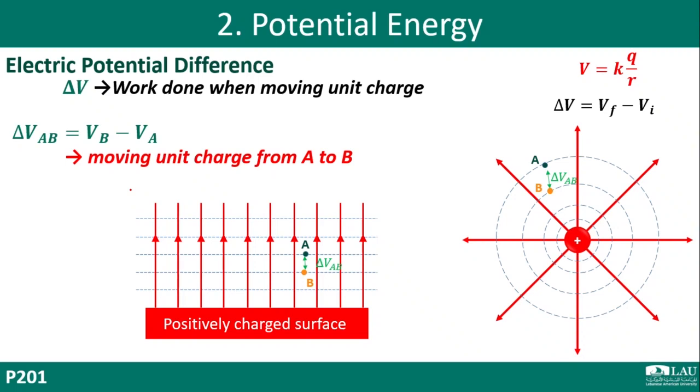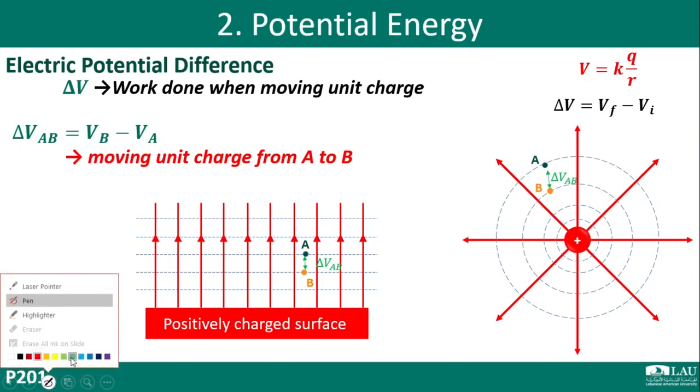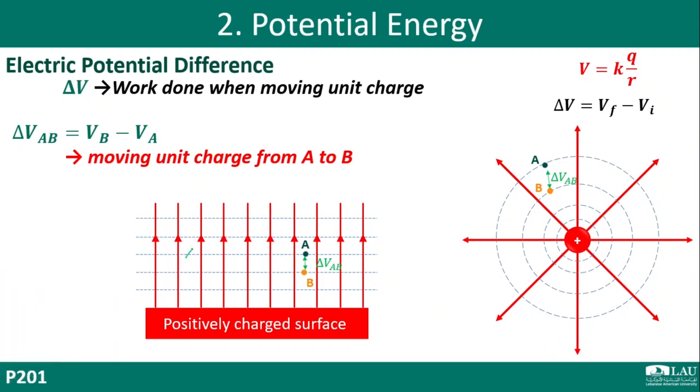When do we have the same potential? If A and B are at the same line, let's consider, let's call it another name, C and D. C and D are both at the same line, and we need to find the potential difference between C and D. They are at the same potential line, they have the same potential energy.